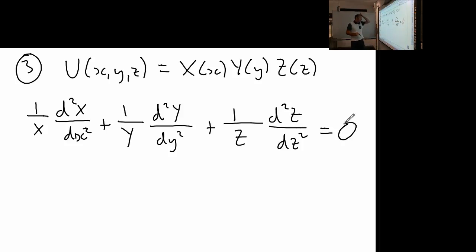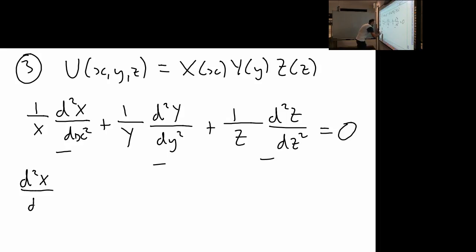Okay, so now we have terms which depend on x only, y only, and z only. And also what we have here now are ordinary differential equations. Since these three terms add to 0 at any point in the field, each one must be equal to a constant.